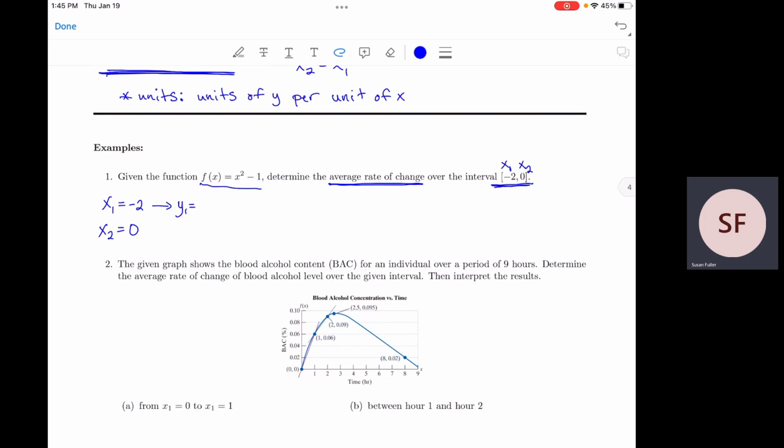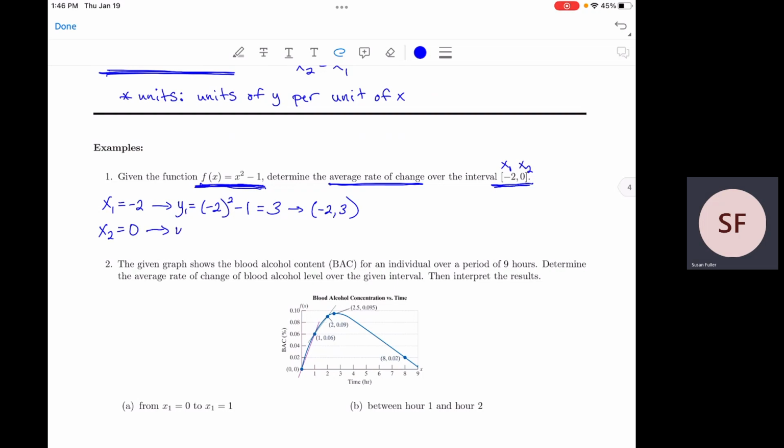I can get y1 from this by finding the y value that's related to x1. So if x is -2, what's y? Well, the way I'm going to find that is my function right here. If x is -2, I'm going to find y by plugging -2 into my function. So if I take -2 and plug it into my function, I'm going to get -2 squared minus 1. And evaluating that, I get 4 minus 1, which is 3. This tells me that I have the ordered pair x equals -2 and y equals 3.